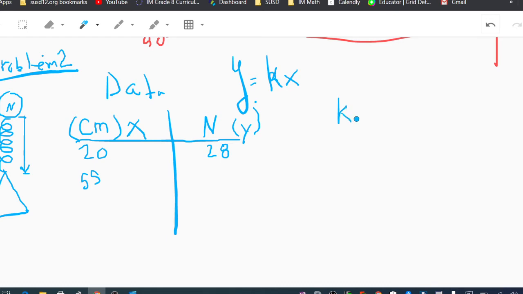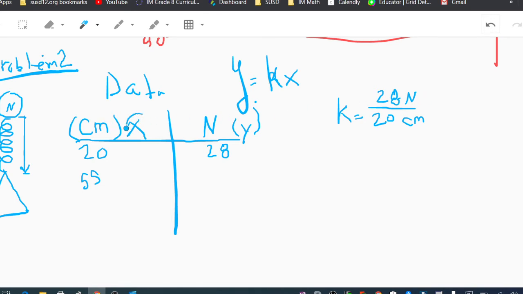Our proportional constant is going to be the change in y for every change in x. So for 20 centimeters of spring, that's on the denominator, 20 centimeters of spring was 28 newtons of force. They said weight, but honestly, that's a force. That's what I always read in my physics books.